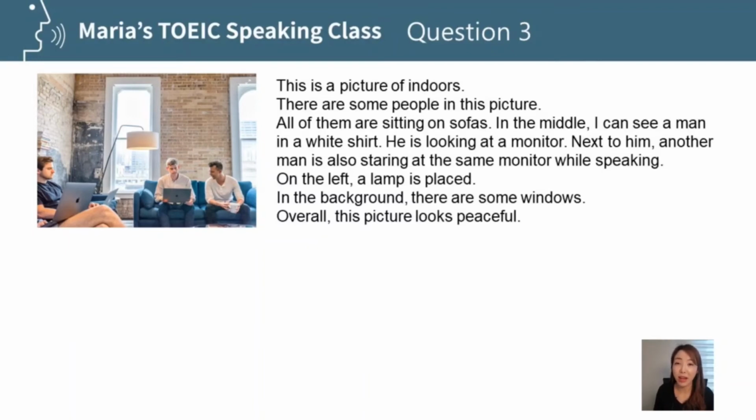너무 I can see, 보입니다. 이런 거 말고 뭐 사물이 어떻게 되어져 있다. 이것도 항상 충분히 많이 사용해 주시고요. In the background, there are some windows. 배경에 창문 있고요. Overall, this picture looks peaceful. 전반적으로 이 그림은 평화로워 보이네요. 이렇게 되겠습니다. 자, 그러면 또 볼까요?